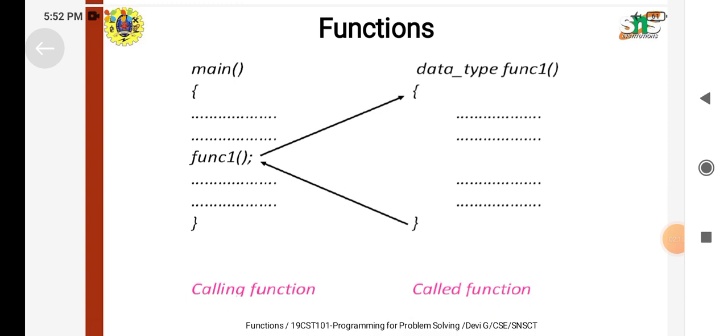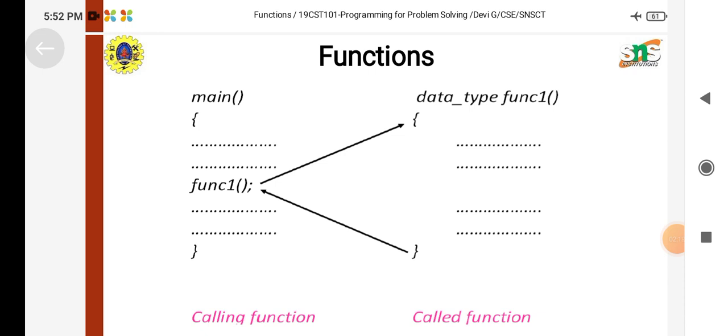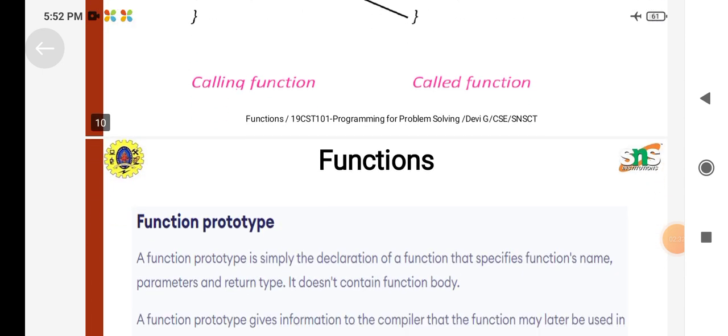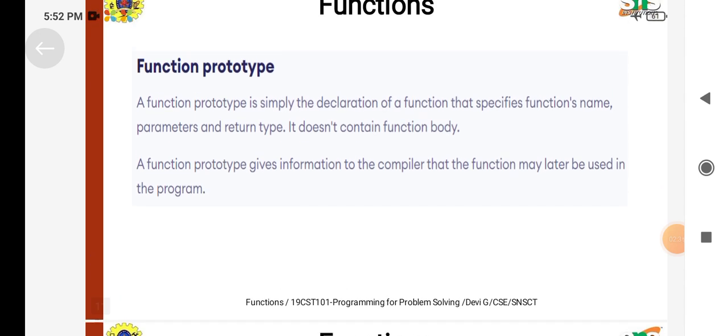calling function and called function. So the main function is given, and then a function name is there, that is the calling function. In front of the function we mention the data type like integer, float, character. This is the data type. And then the function prototype. A function prototype is simply the declaration of a function that specifies the function name, parameters and return type. It does not contain a function body. A function prototype gives information to the compiler that the function may later be used in the program.